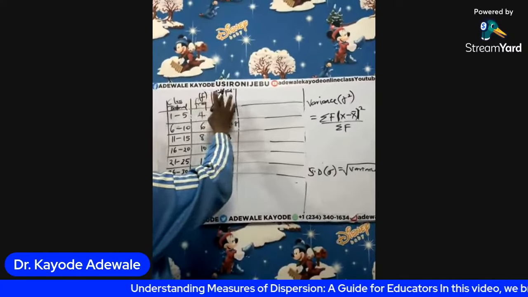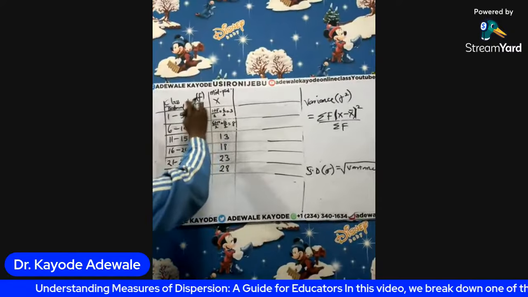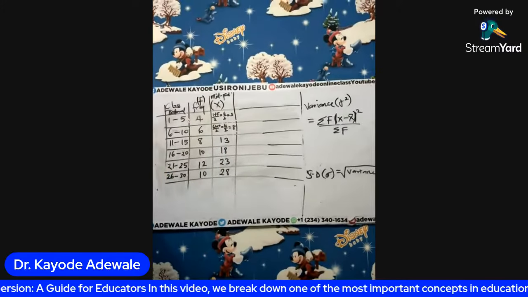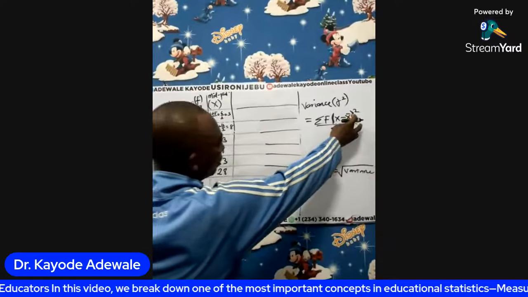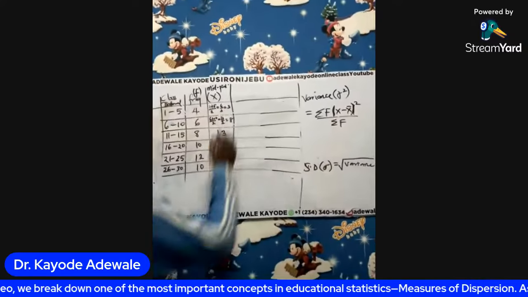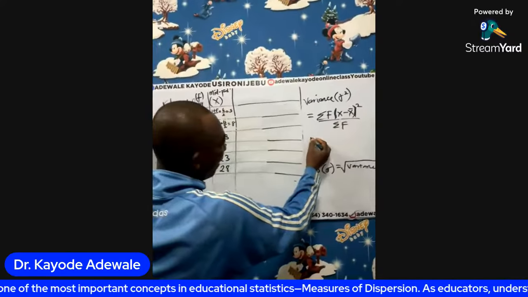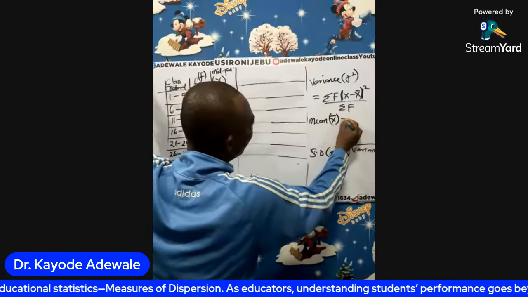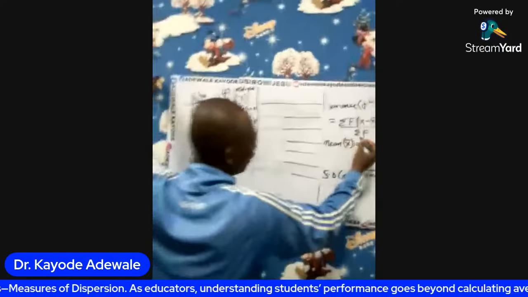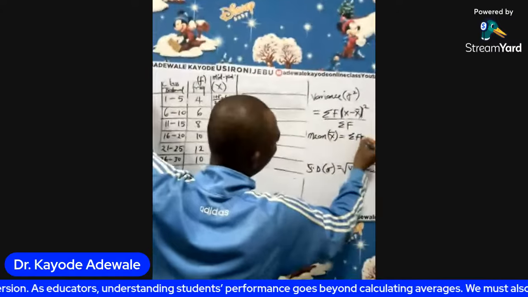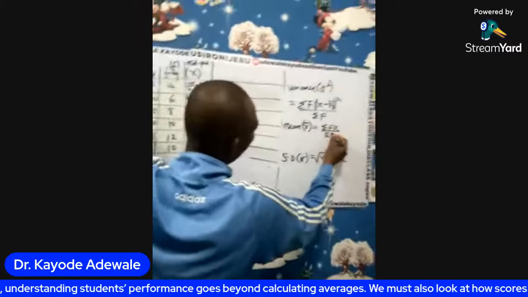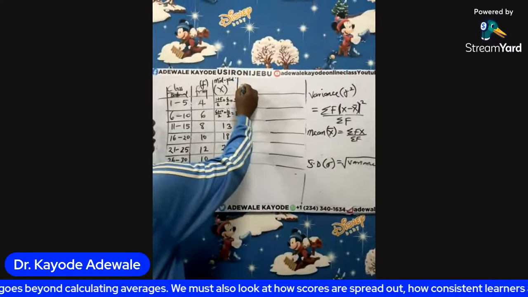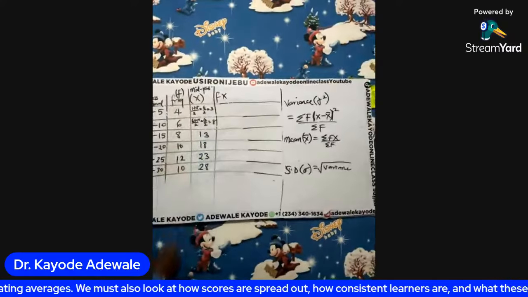Since you have got your frequency and you have got the value of X, which is the midpoint, the next thing is for you to find your X bar. The X bar is the mean, which is very important. And don't forget that the mean is summation FX divided by summation F. So you have to multiply these two together.